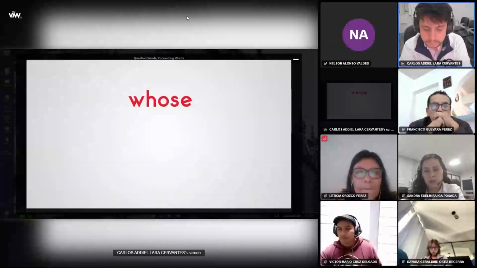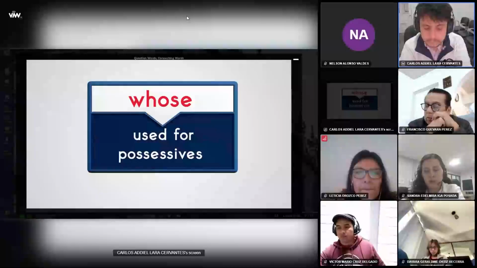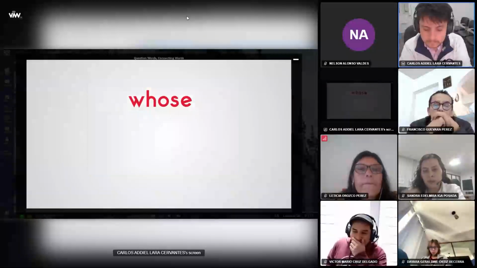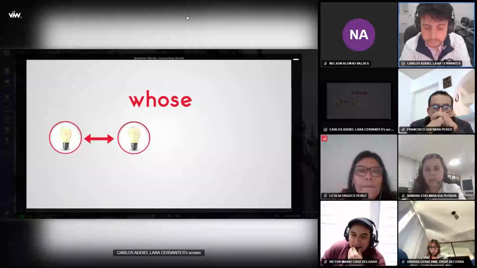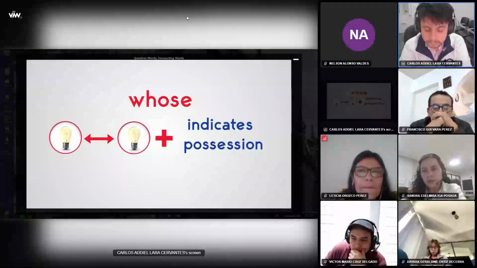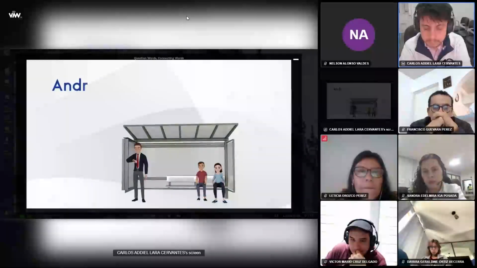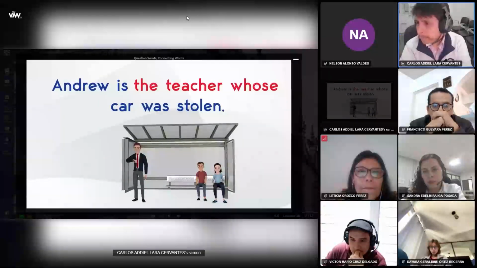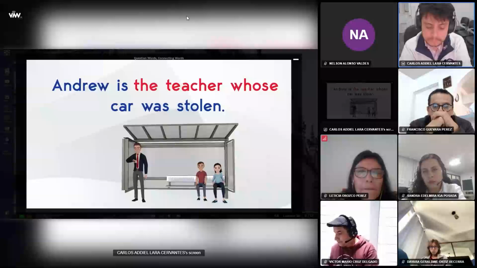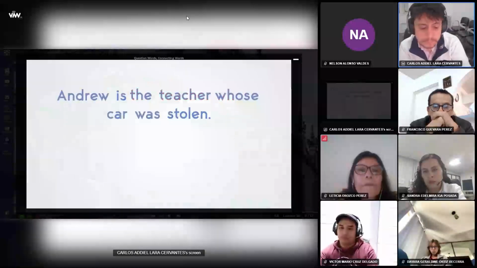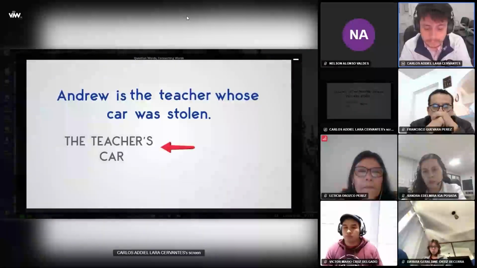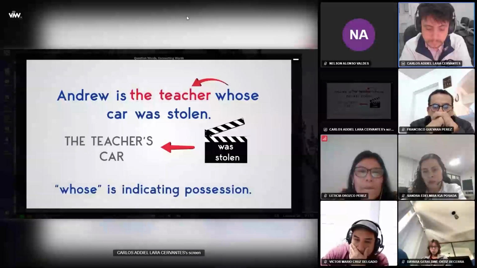Whose is used for possessives. It connects two ideas and indicates possession. Andrew is the teacher whose car was stolen. The teacher's car was stolen, so whose is indicating possession.